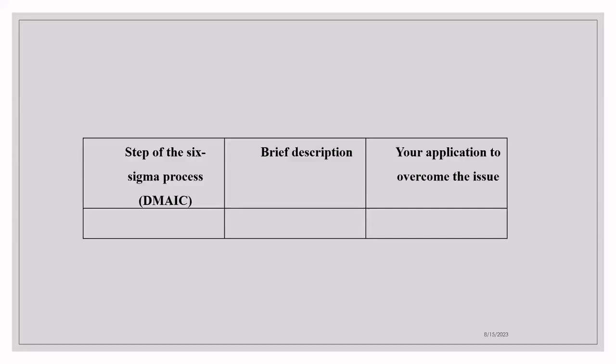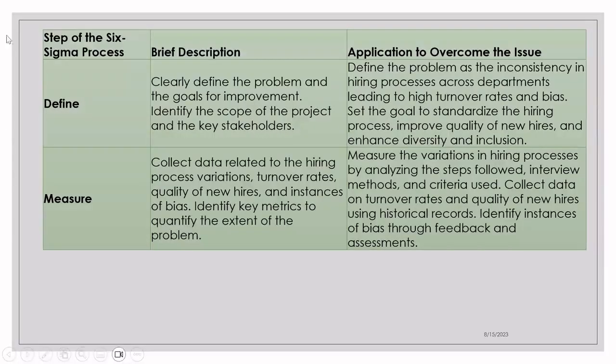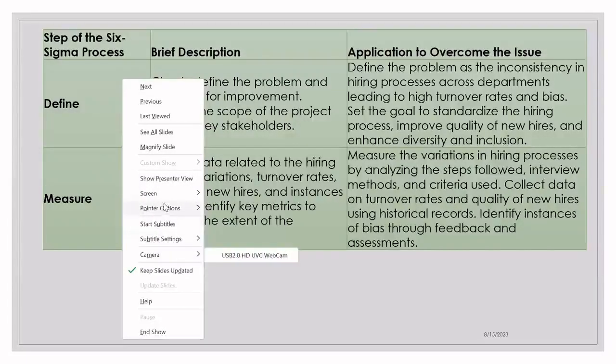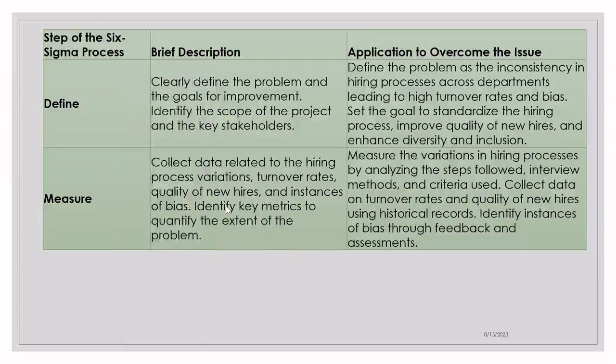Shall we go and see how to do it? This is the first step, define. Second step, measure. Now we are going to fill in one by one. All right. Here you are required to write the name of the step. If you fail to write it, you will lose some marks. All right. Then the brief description.